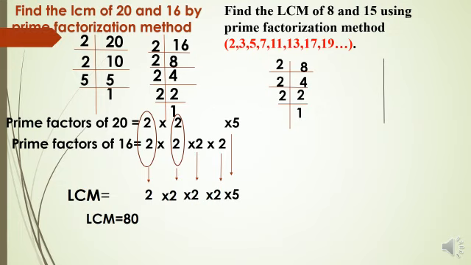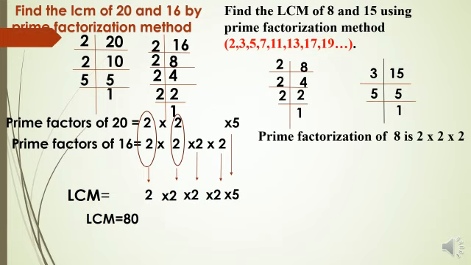Now let us prime factorize 15. Is 15 divisible by 2? No, it ends with 5. Therefore, we can divide 15 by 3. 15 divided by 3 is equal to 5. 5 divided by 5 is equal to 1.